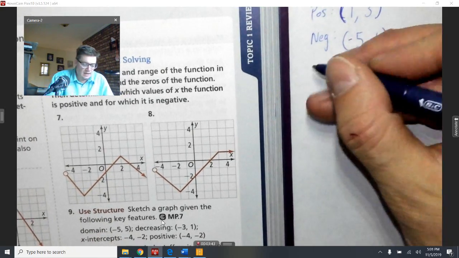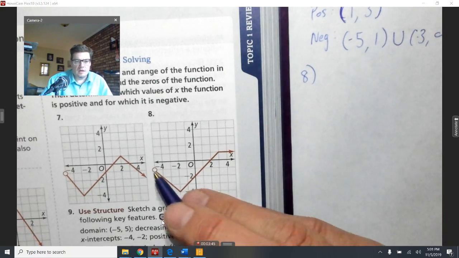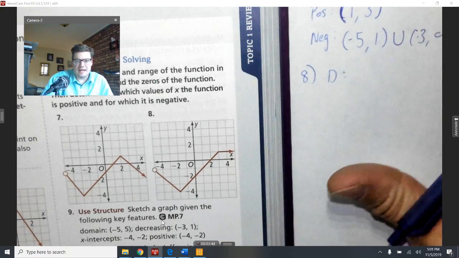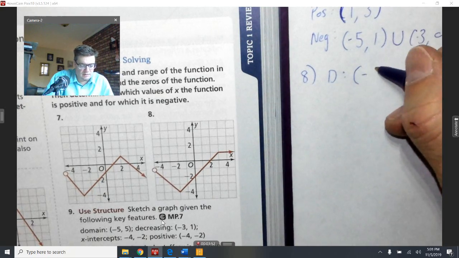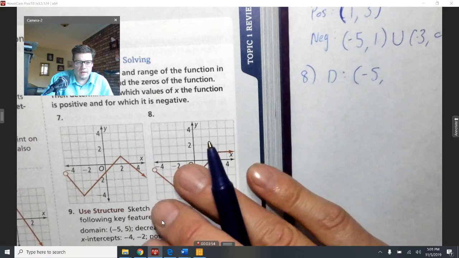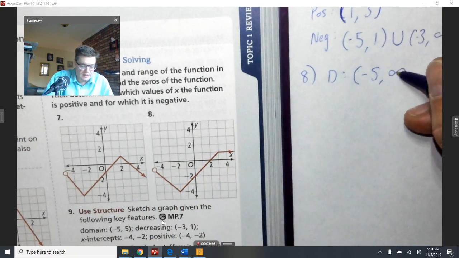Number 8 is going to be relatively similar. Here we go with the domain, in the exact same order. The domain is going from -5, and we will not include that, all the way to positive infinity.